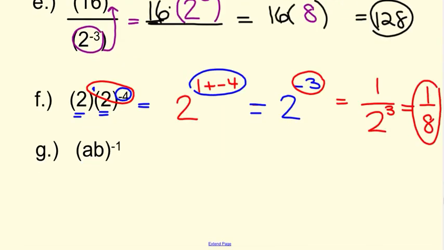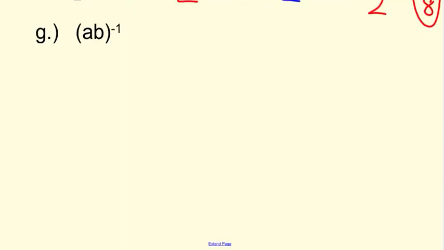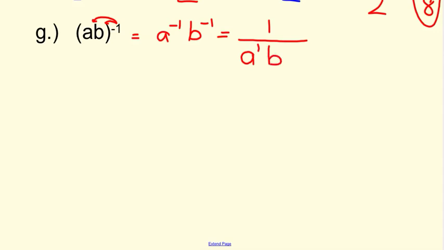Last example here. ab to the negative 1. You can do this problem 2 ways. You can distribute the negative 1 through, so it becomes a to the negative 1 and b to the negative 1. And then remember, those are both negative powers, so it's 1 over a, and now a positive 1 power, and b as a positive 1 power. So it's 1 over ab.